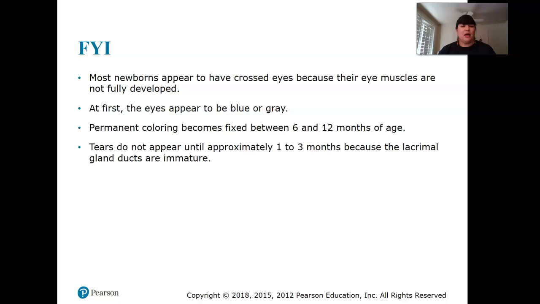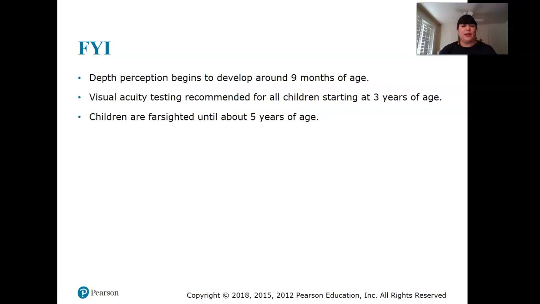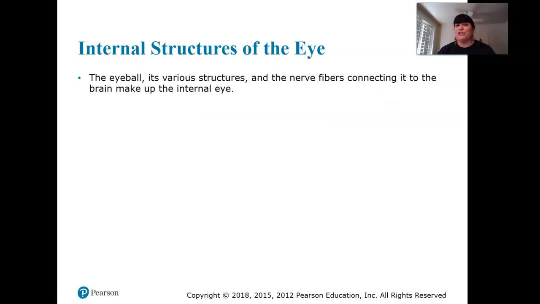Okay. It says at first eyes are blue-gray, so they're not permanent coloring, fixing at 6 to 12 months, so it's not until later. Tears don't appear until 1 to 3 months because of the lacrimal duct. Okay. Depth perception. So again, this is really neat.